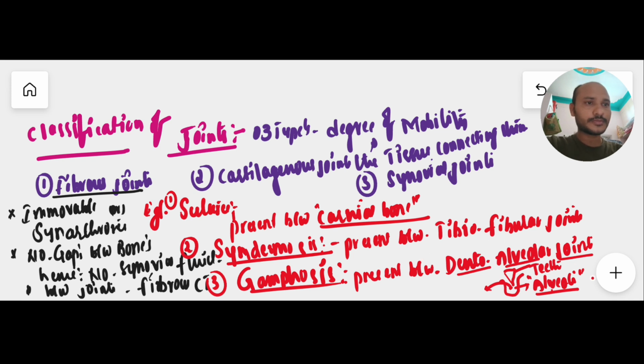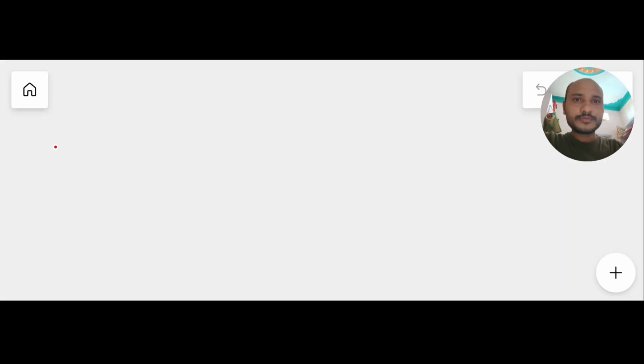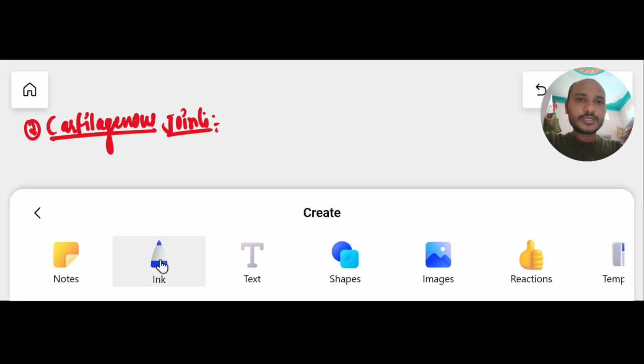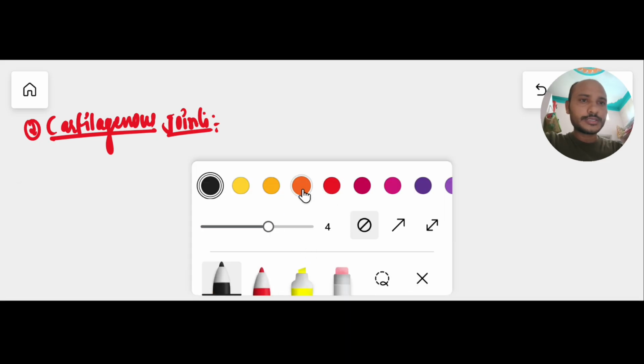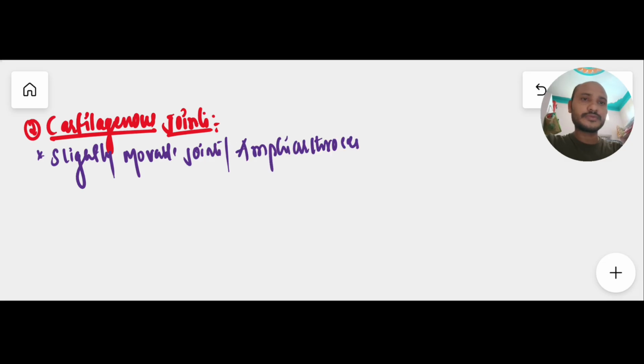Now we move on to another important joint, the cartilaginous joint. The second one is the cartilaginous joint. It has various names. It is also known as a slightly movable joint, or amphiarthrosis. In this joint, there is a slight gap between the bones, but no synovial fluid is present.